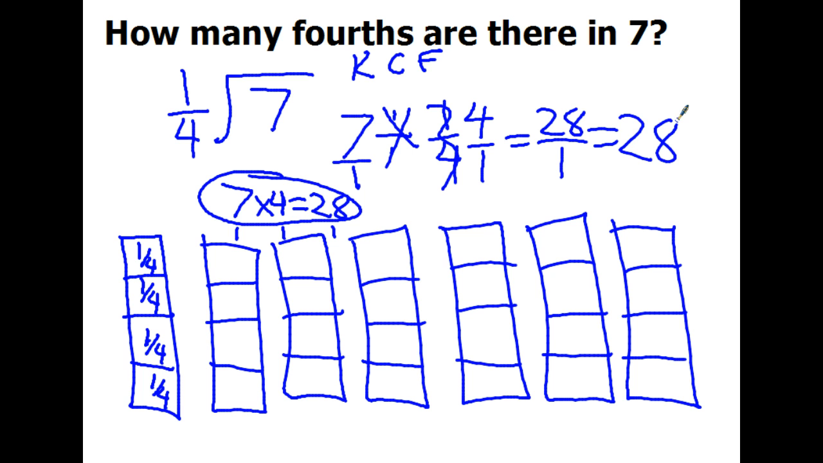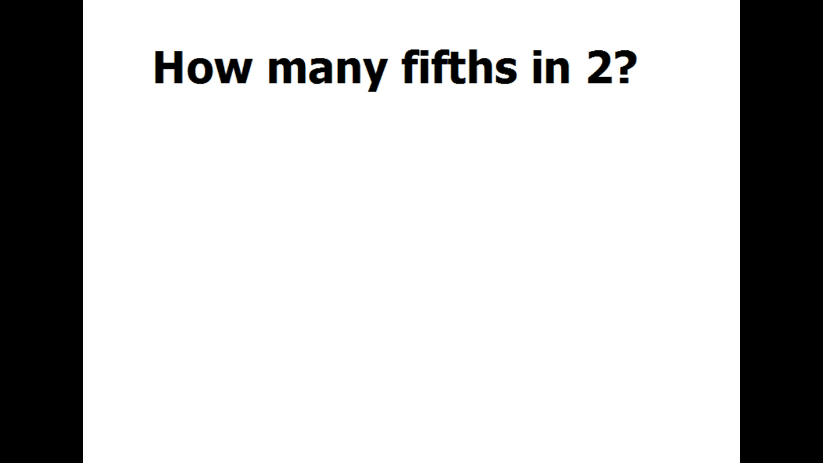Another way you could think about that, what is there 4 of in a dollar? Quarters. 1/4, another way to say that is quarters. So basically we're finding out how many quarters there were in $7. Try this one out.